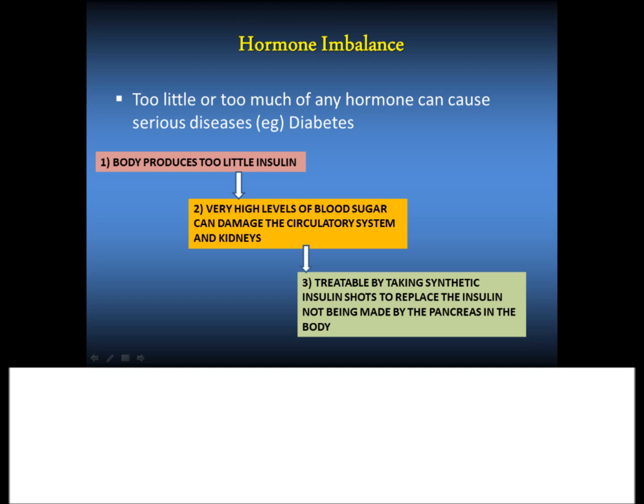So diabetes is treatable by taking synthetic insulin shots to replace the insulin that is not being produced by the body. So by taking insulin shots, you're going to ensure that there's enough insulin in the blood system to promote the uptake and storage of glucose so that there are not crazy amounts of glucose in your blood.